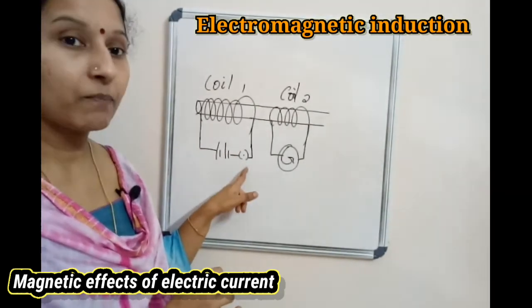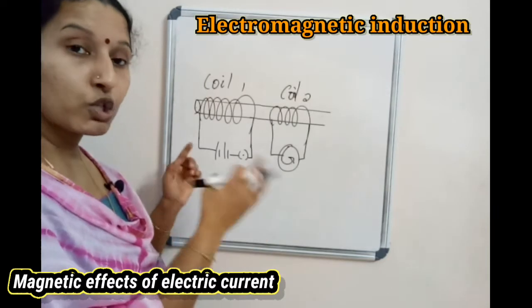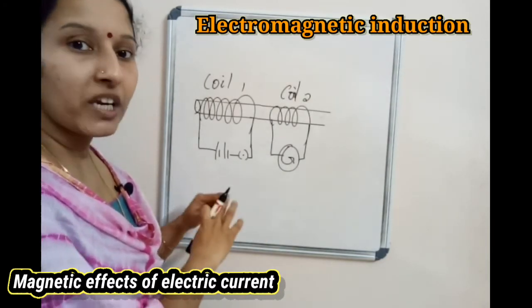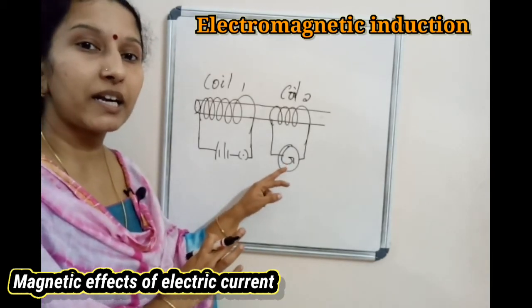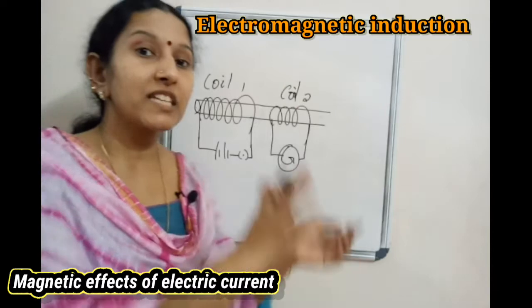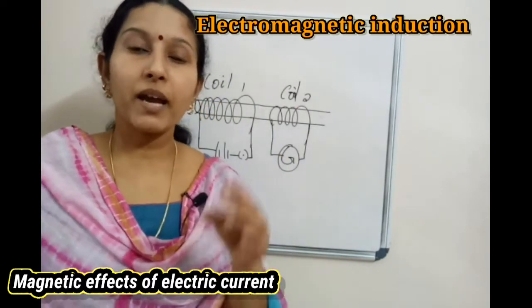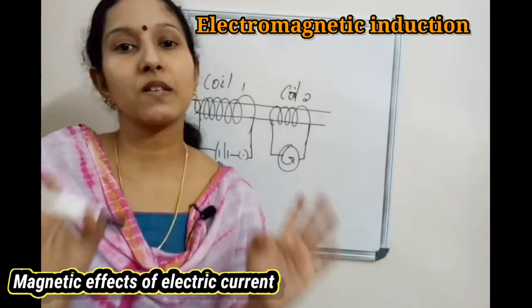When we put the key in, current starts to flow through this, and when we switch off the key, the current stops, right? So in these actions, you can see the sudden jump of the galvanometer needle. By plug in, it jumps to one side; by off, it jumps to the opposite side. So these movements indicate the presence of current.